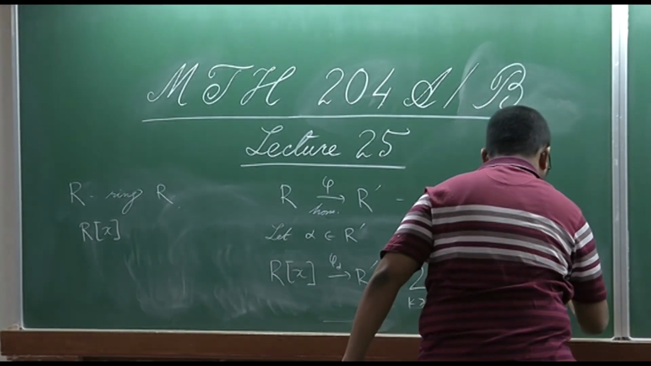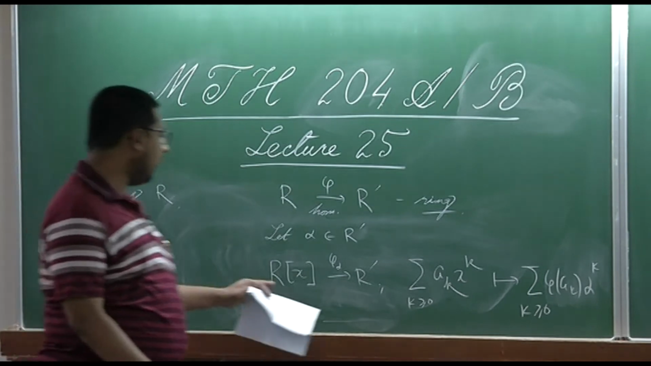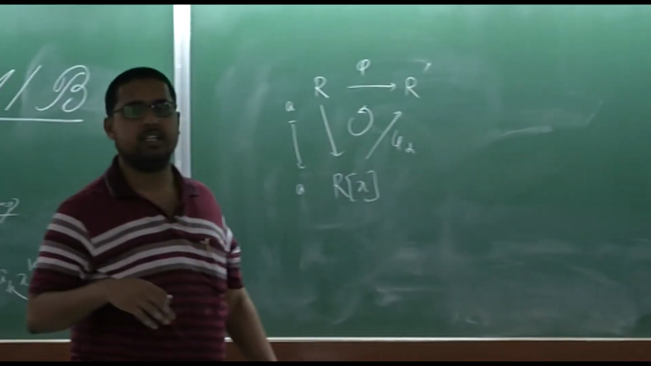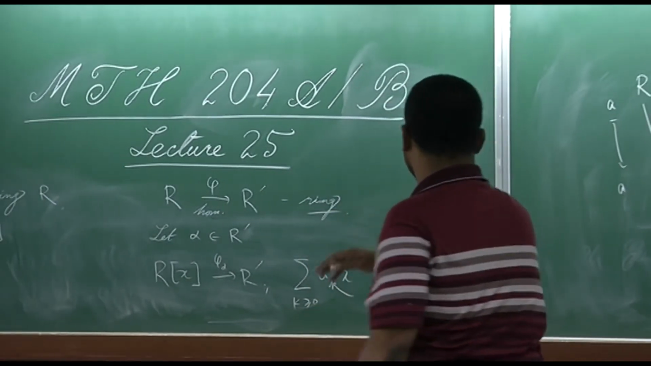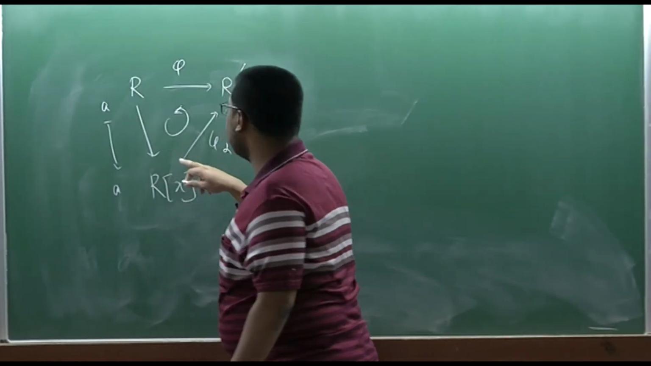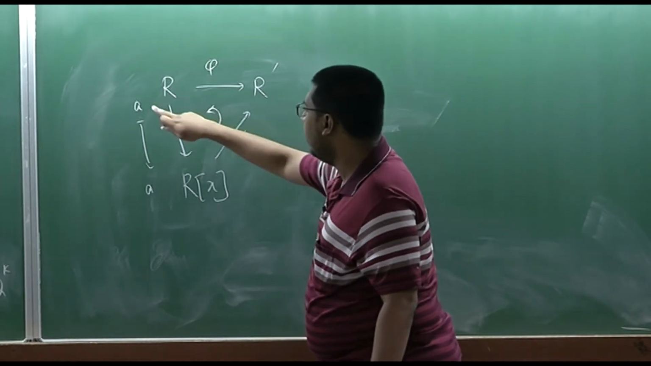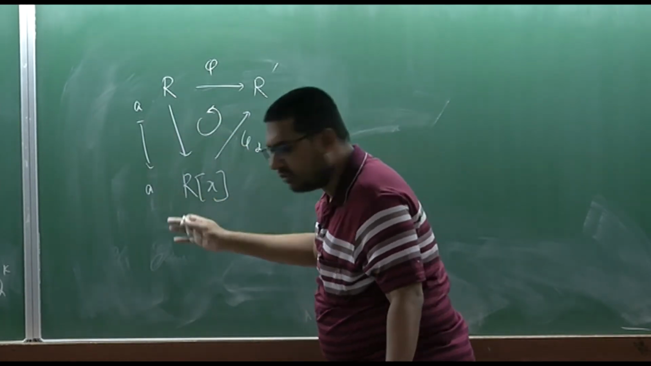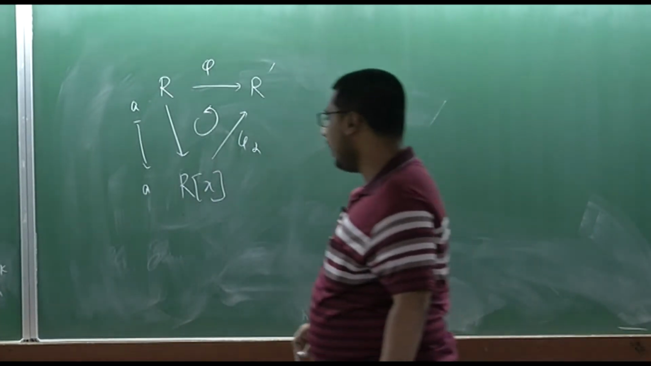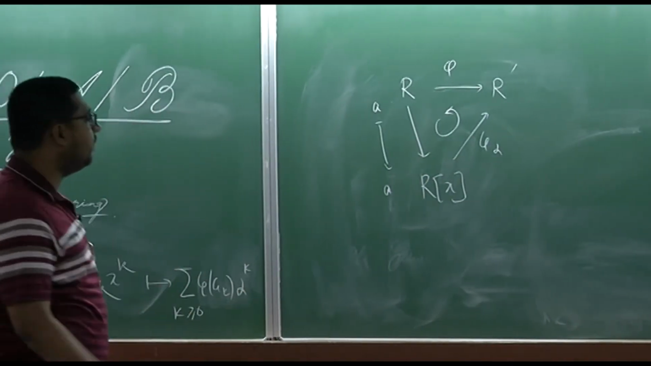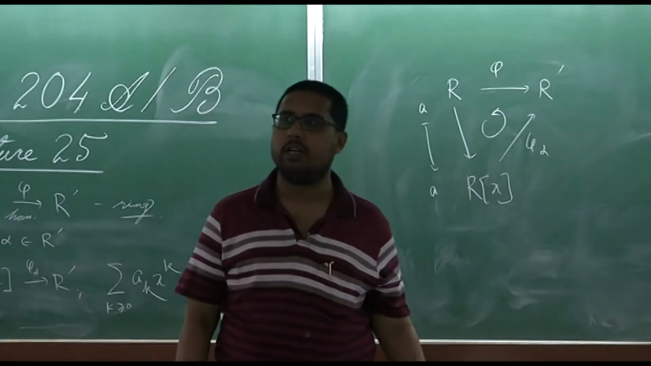Sorry, phi of a_k alpha to the power k. Otherwise it won't even make sense. Since phi is a ring homomorphism, it preserves both addition and multiplication. From these two properties you can immediately check that this is also a ring homomorphism. Thus this diagram is commutative, because if you take an arbitrary A from here, it is sent to phi of A. A is sent here to the corresponding constant polynomial, and phi alpha of this constant polynomial is again phi of A.